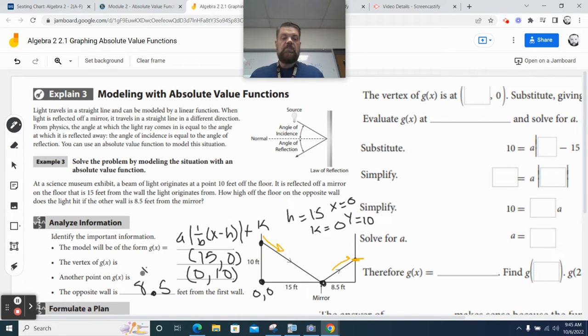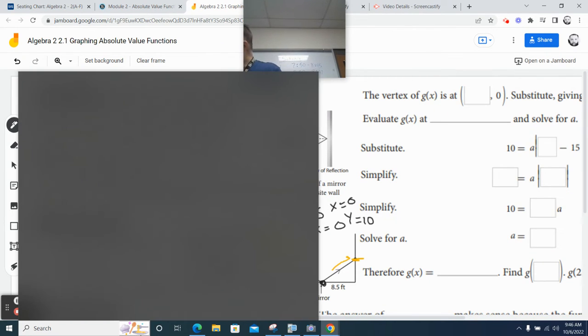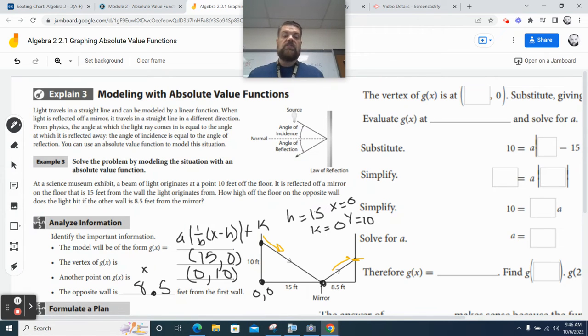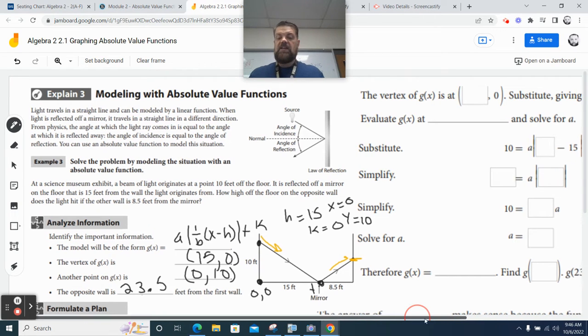The opposite wall is 8.5 feet away. So I'm going to plug this in. Well, actually, it's not 8.5, it's 8.5 plus 15, right? They want to know the total distance. So it would be this plus this, which I think is, what is that, 23.5? So we'll come back to that in a second.